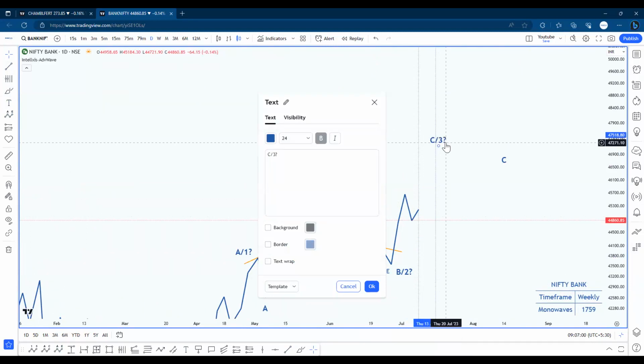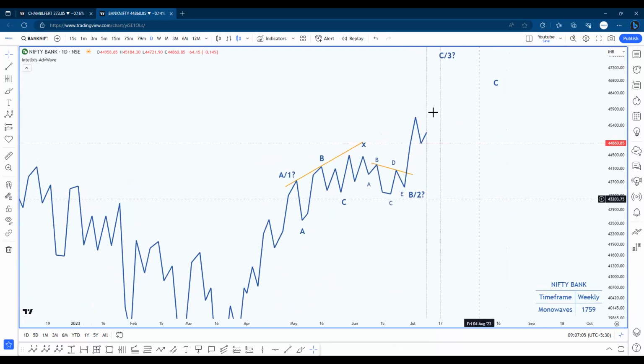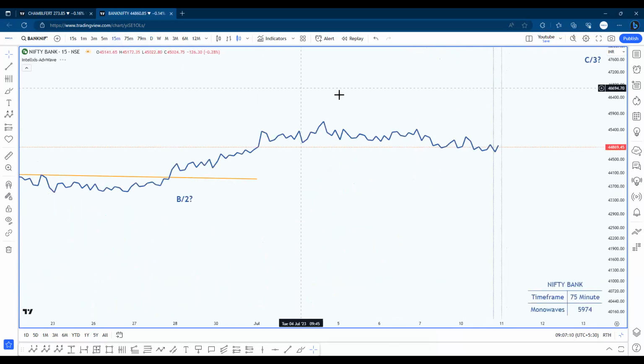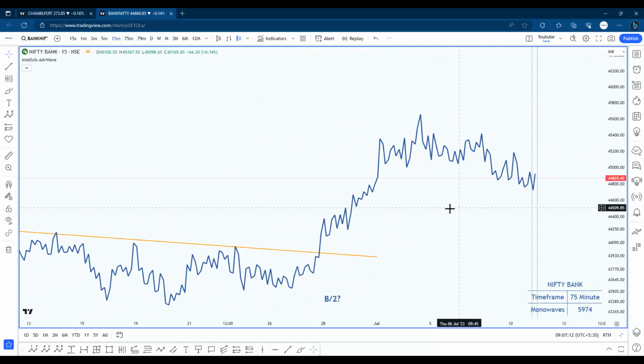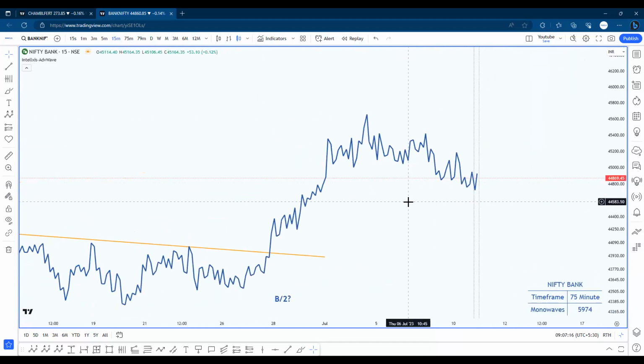Got it? Now whatever the pattern is over here, this wave C, I can simply switch to the lower time frame and easily mark it. Let me mark it. Okay, so I'm going to mark this in a 15-minute chart.